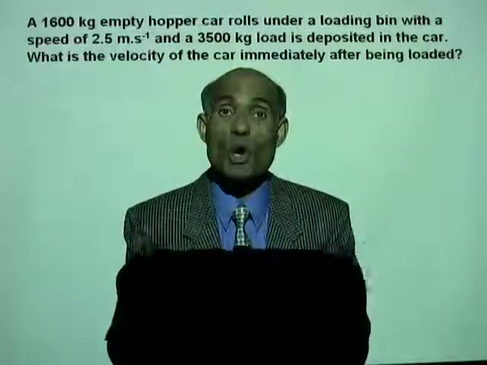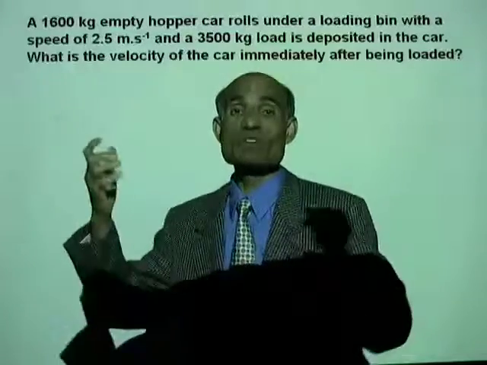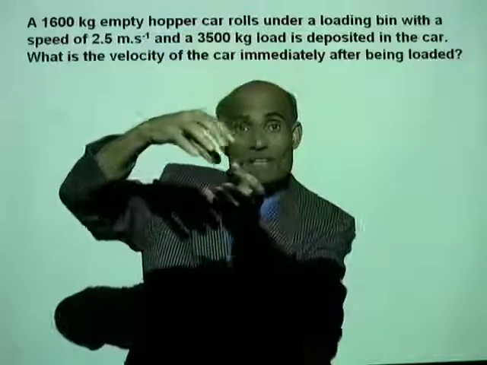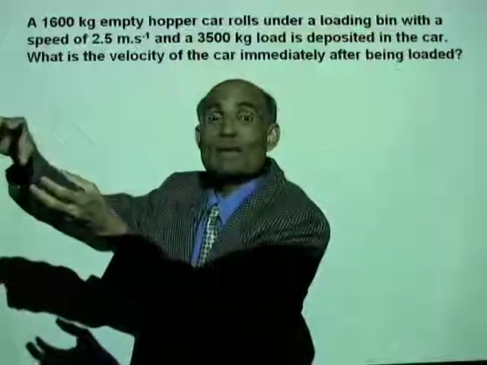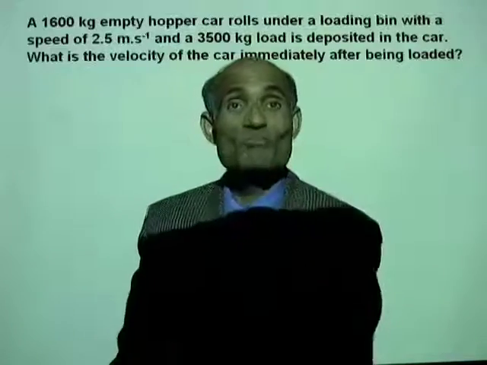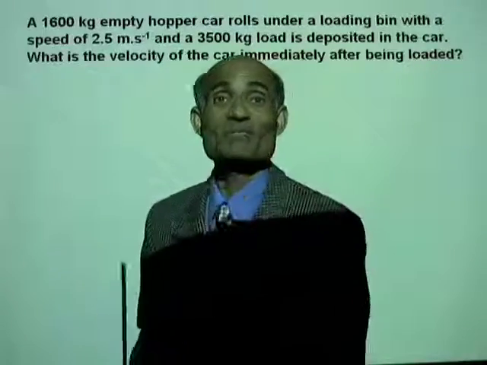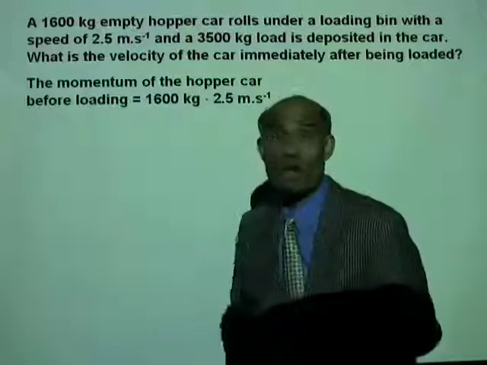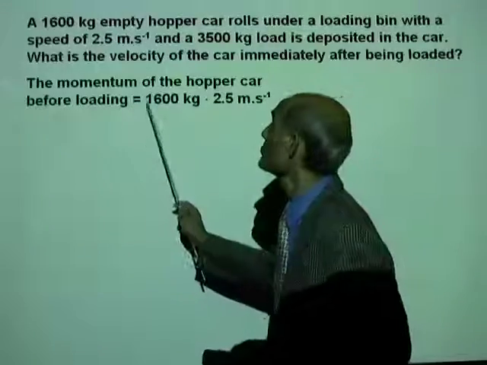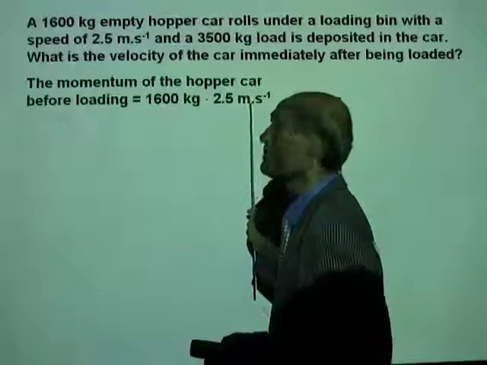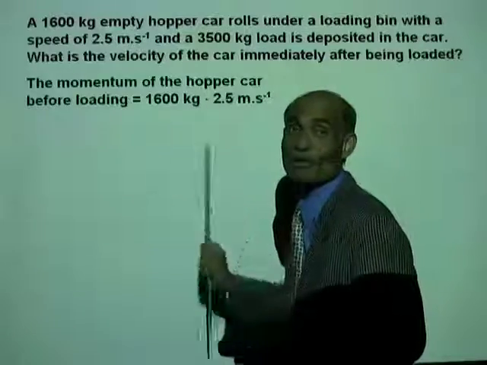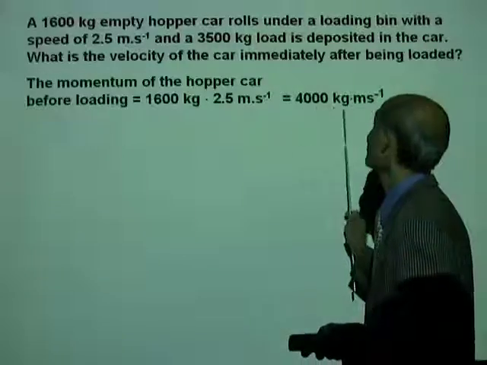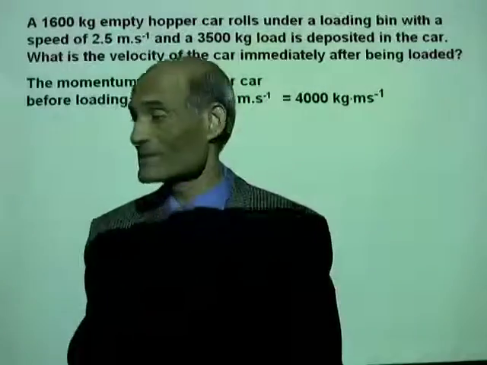Now, if you go into a coal mine, you will see the situation very often. The hopper car will roll in, the coal will be deposited in it, and the hopper car will move away. Now, conservation of momentum is very important in situations like this. The momentum of the hopper car before loading is its mass times its velocity. 1600 kilogram times 2.5 meter per second, that is 4000 kilogram meter per second.